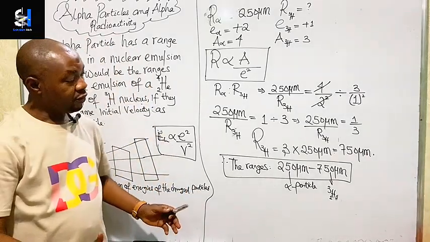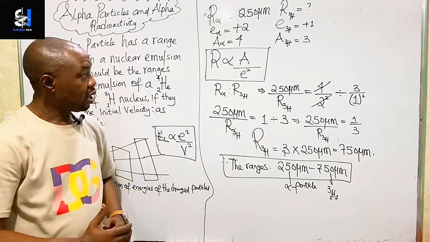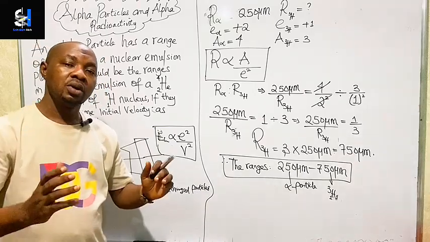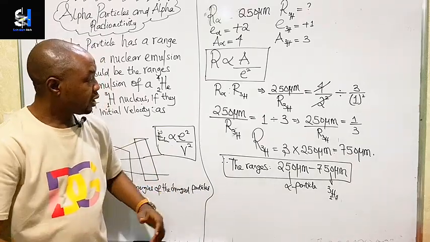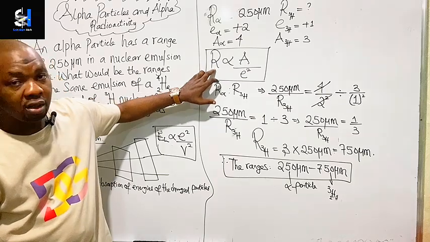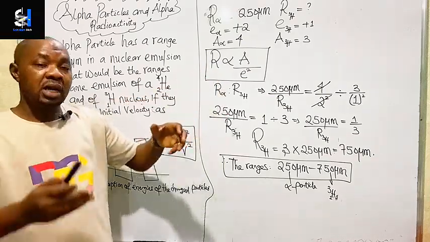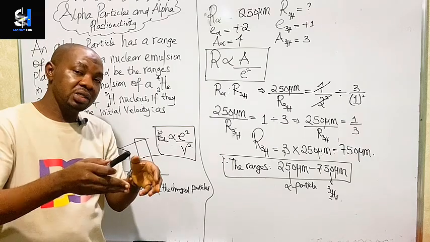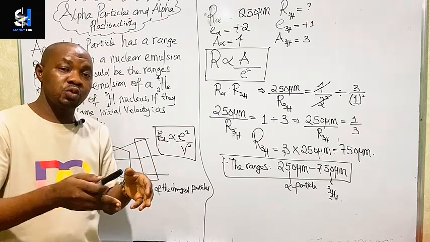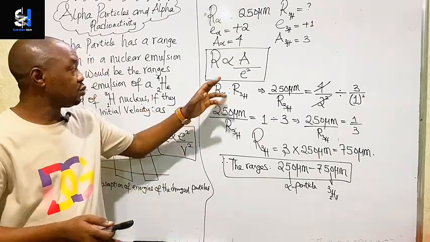I believe we've learned something from this. Do not forget the formula showing the relationship between range and the atomic mass of a charged particle with respect to the charge on the charged particle.